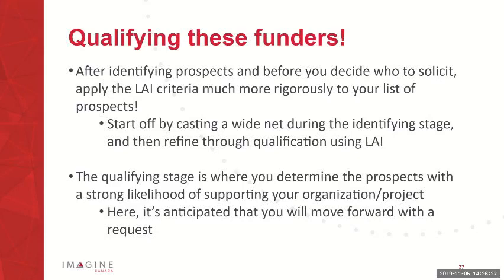So what do you do to qualify? After identifying prospects and before you decide who to solicit, you really want to apply the LAI criteria a lot more rigorously to your list of prospects. So what we encourage you to do is start off by casting a wide net during the identifying stage, finding anyone that possibly could have an interest in your work, and then refine that process further through qualification using LAI. The qualifying stage is really where you determine the prospects with a strong likelihood of supporting your organization or your project. And it's at this phase in the process where you really are intending to move forward with a request or a proposal.